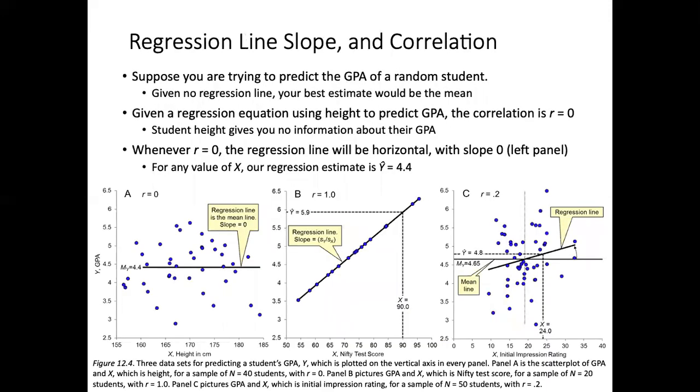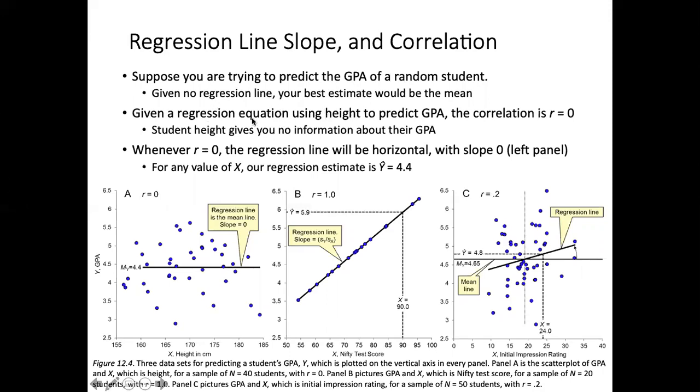So thinking about the predictive value of these lines, let's look at a couple of examples. Let's imagine that you were trying to predict the GPA of some random student. If you didn't have another variable you were using to predict, or no regression line, your best estimate would just be the mean of GPA in whatever population you were talking about. If you had no other information, you might as well guess the mean because most people would be close, theoretically, to the mean.